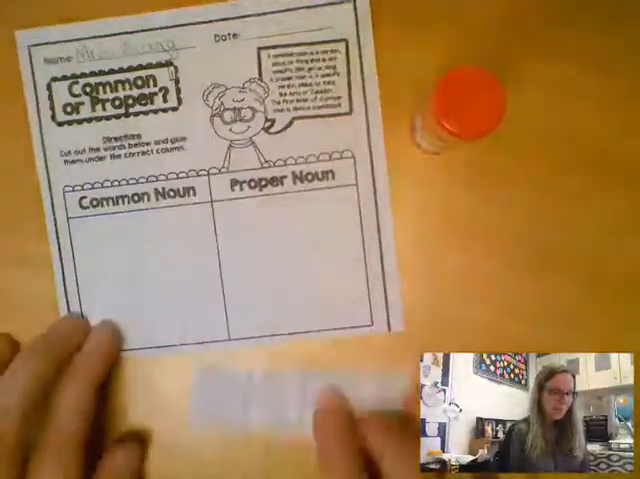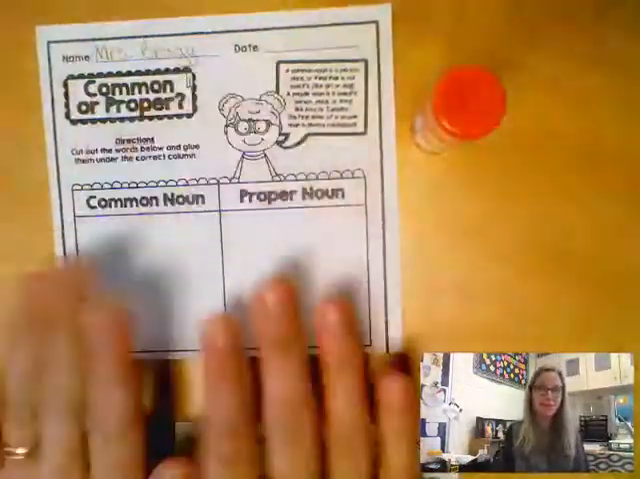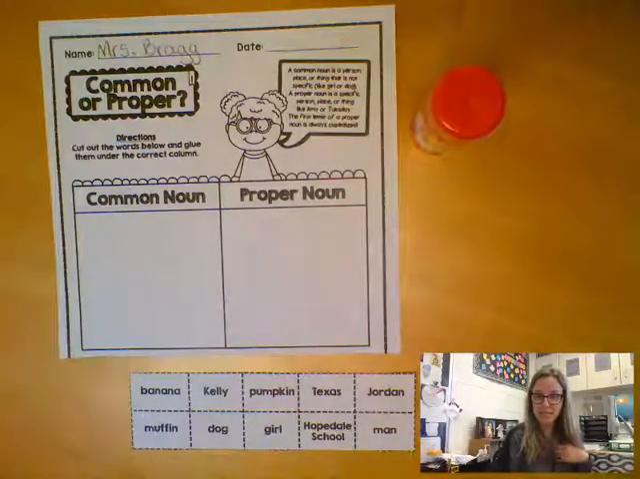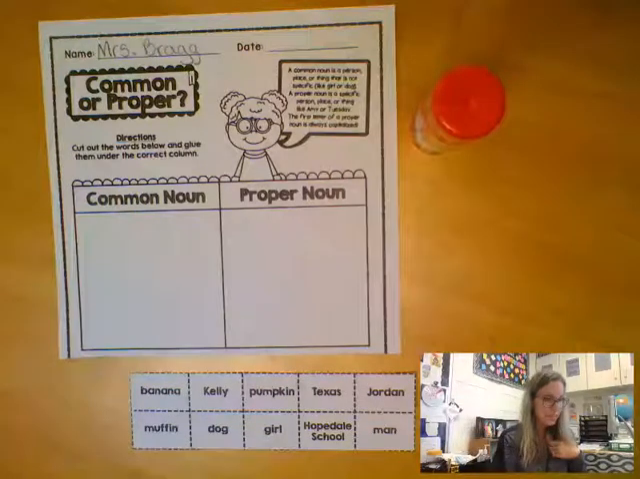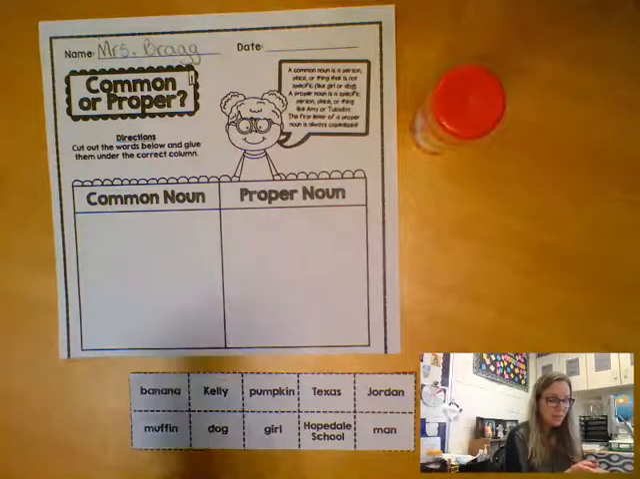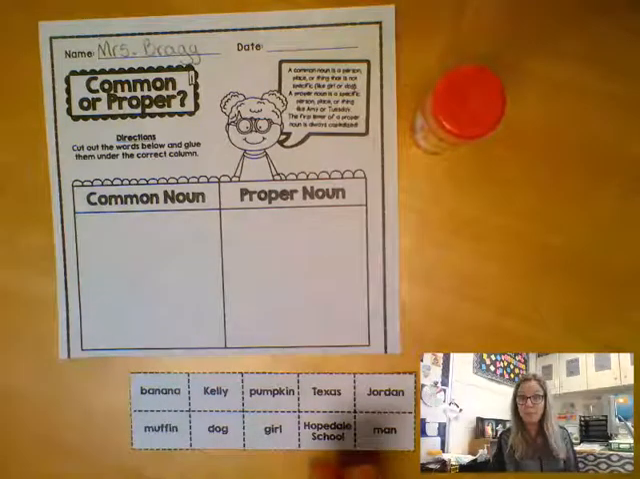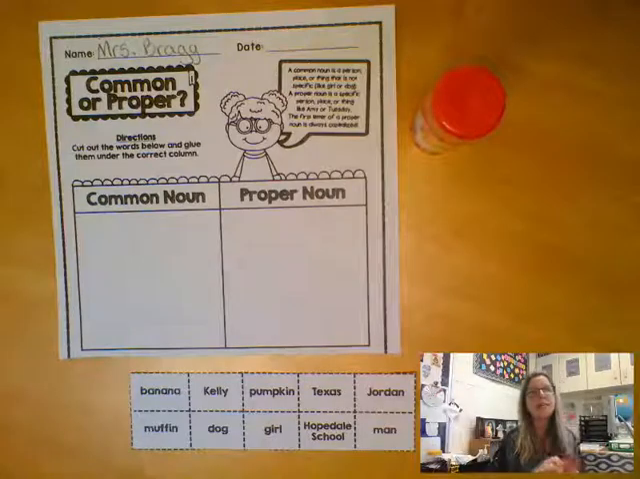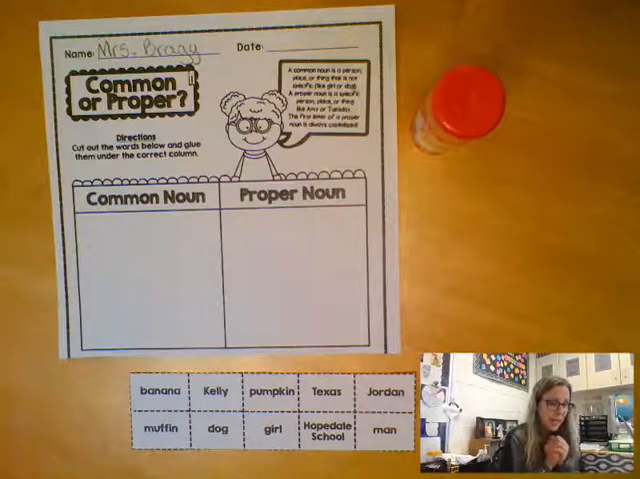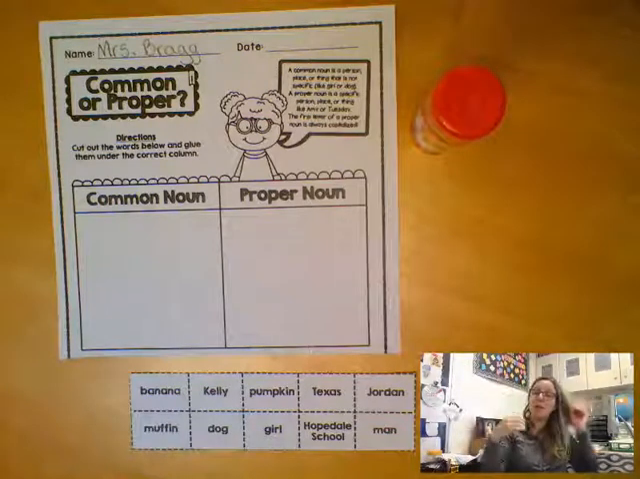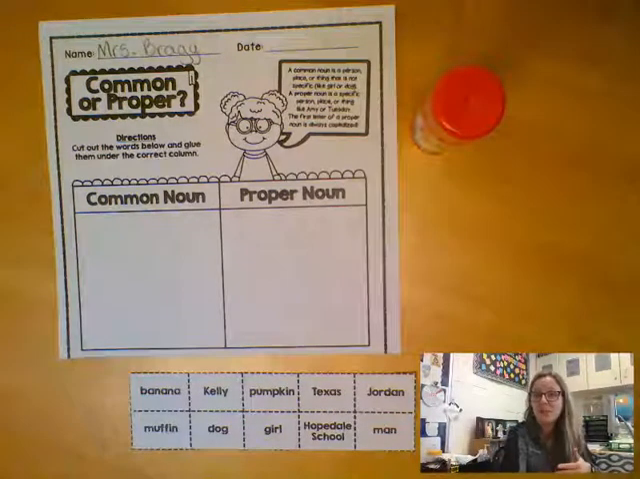Okay, so now I have my paper with my name on it ready to go, and I have my words here on the paper. So it says cut the words below and glue them under the correct column. So we have common nouns and we have proper nouns. And we're working on this a little bit in Journeys this week and a little bit in Language Arts this week. We know what nouns are. We are noun experts by now. We know that a person, a place, an animal, or a thing, those are nouns.